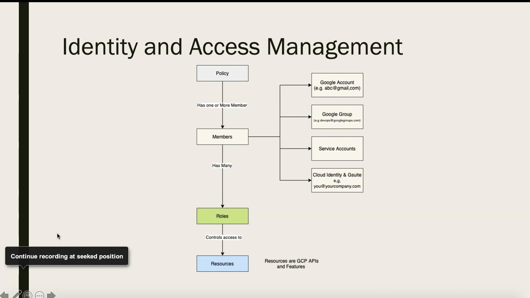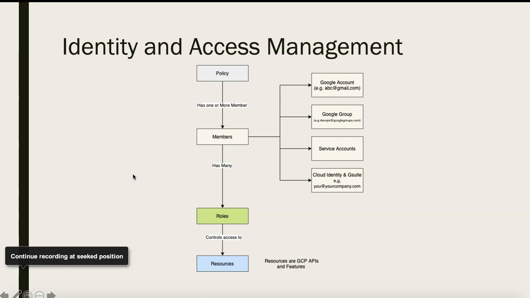Identity and access management is the basis for any cloud service or any organization. When you join, you will be provided with an email ID or identity, and then you will be part of a group and a member of a group. Identity and access management is defined as follows in GCP. First, a unit called the policy contains one or more members, and members can be any of the following.